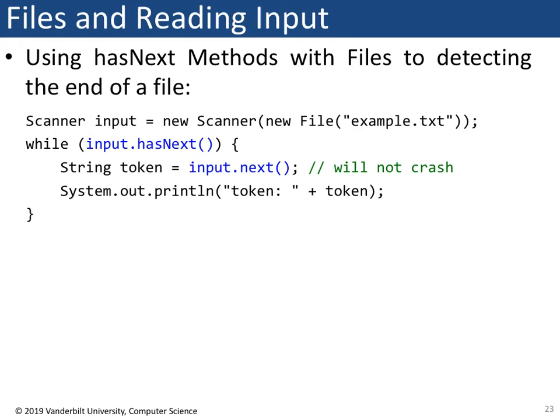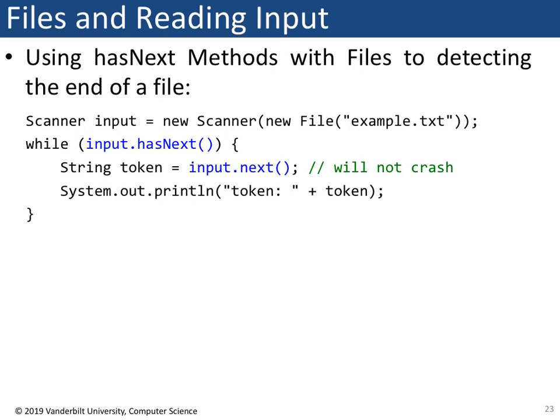As long as there is another token, we will read the next token, store it in the variable token, and print it to the output stream. And we will continue until hasNext returns false, which means there are no more tokens, and we will exit this loop. This is a better way to read the entire file because now we won't crash, because when the end of the file occurs, we will not attempt to read a token that exists after the end of the file.